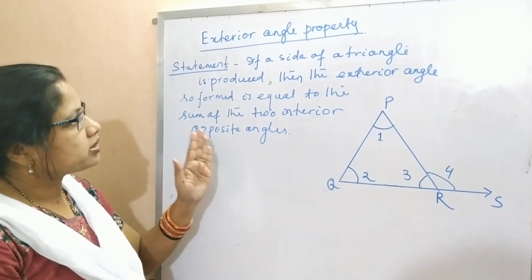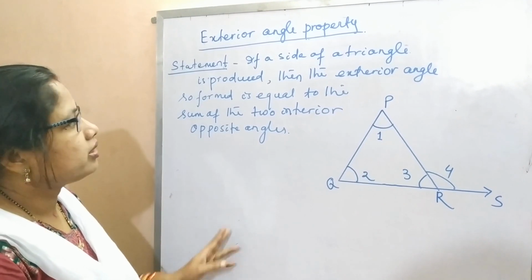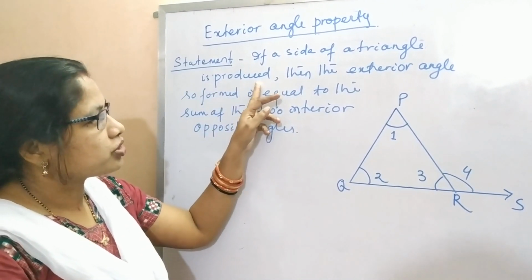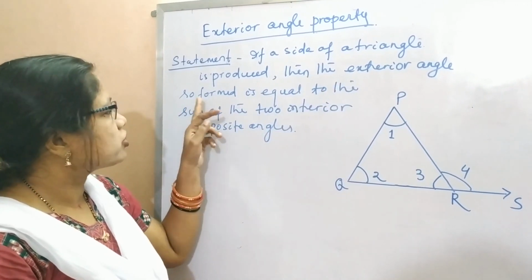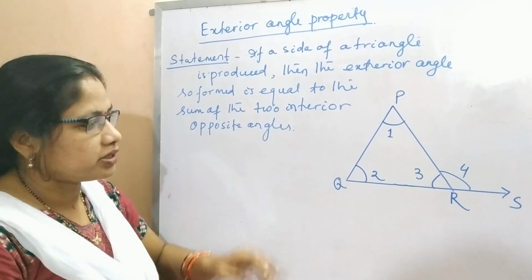Next property is the exterior angle property of a triangle. The statement is like this. If a side of a triangle is produced, then the exterior angle so formed is equal to the sum of the two interior opposite angles.